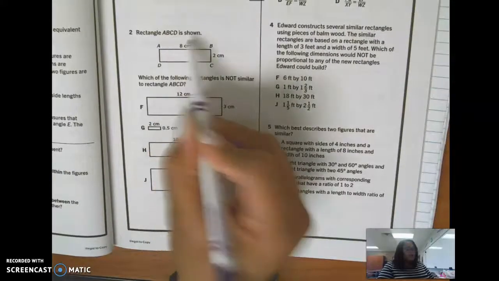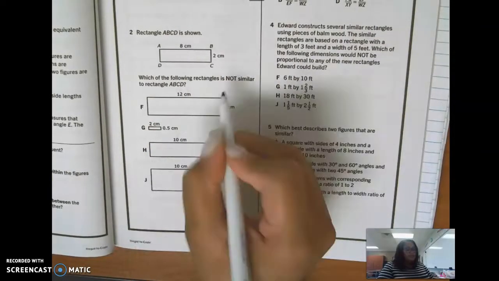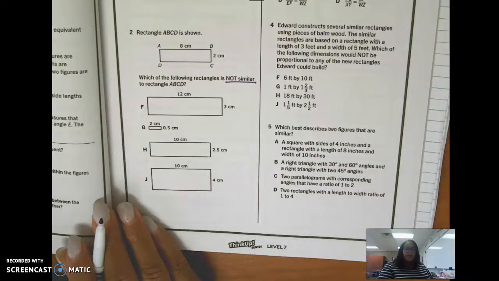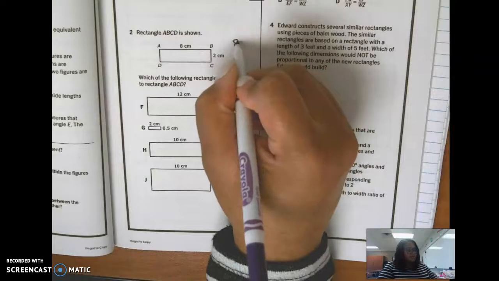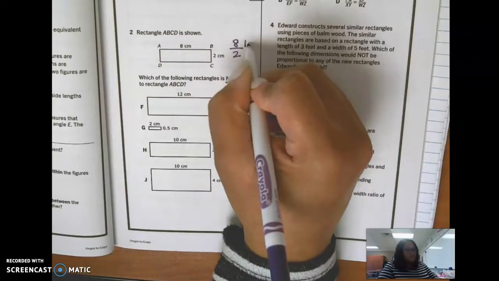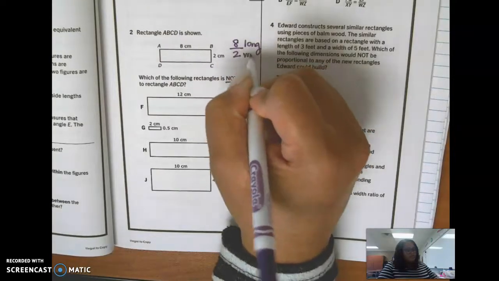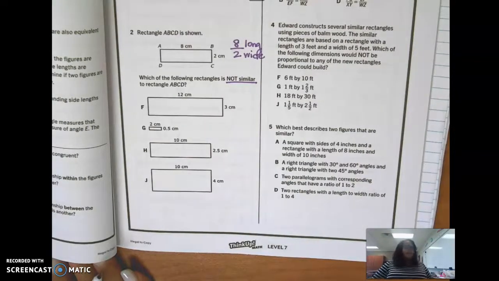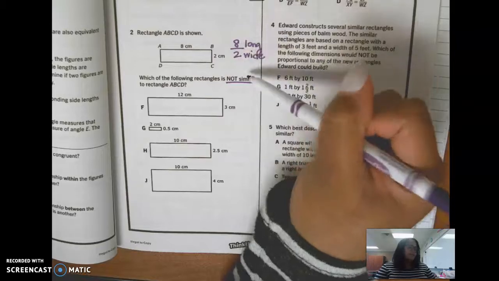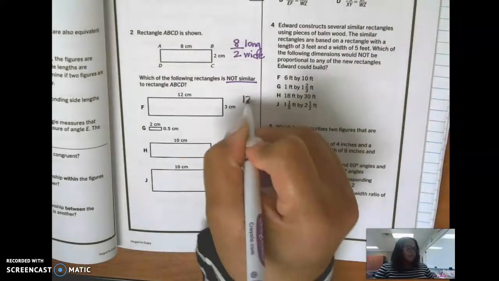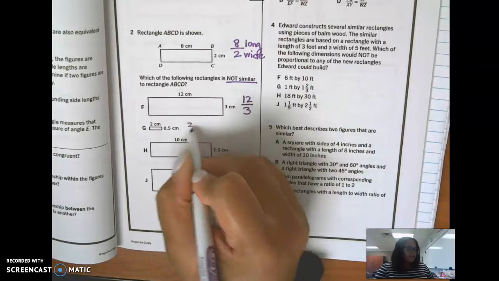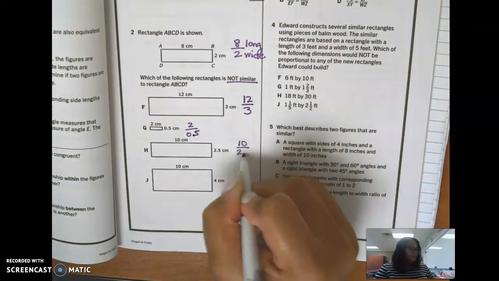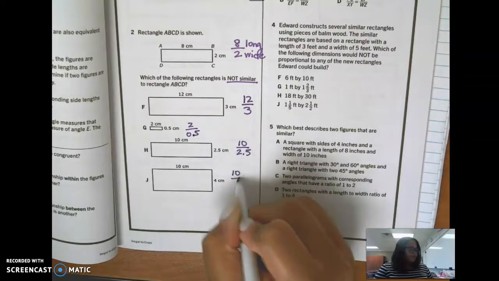a rectangle ABCD is shown. Which of the following rectangles is not similar to rectangle ABCD? So here I would make a ratio of my long side to my short side. So this is 8 centimeters long. This is 2 centimeters wide. Okay, so this would be my ratio on the long and wide side. So I'd make a ratio for each one, 12 over 3, and this is 2 over 0.5, and this is 10 over 2.5, and this is 10 over 4.